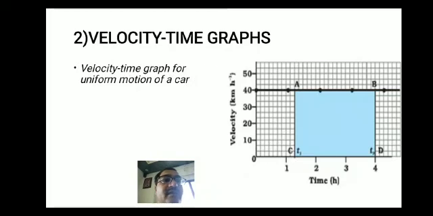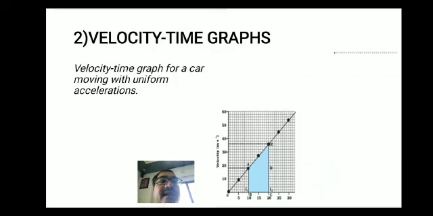Now the second graph, the velocity-time graph. This is the velocity-time graph for uniform motion of a car. For uniform speed, you can see that the object is at 40 kilometers per hour. It is a moving velocity. Its time changes, but its speed or velocity should not change. So it gives a straight line. Then second, the velocity-time graph for a car moving with uniform acceleration. If velocity changes uniformly, it gives a straight line like this.